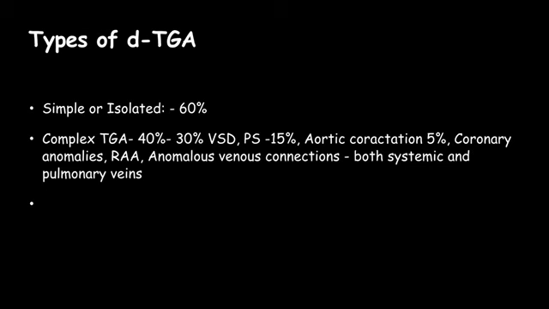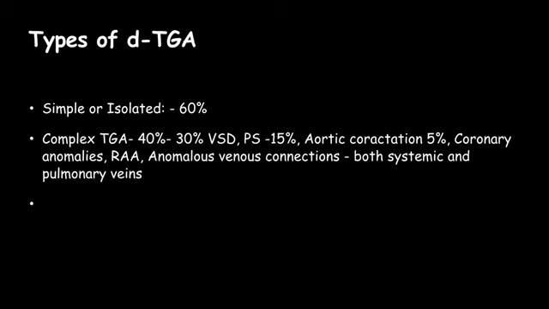It can also be associated with aortic coarctation in up to 5% of the cases. The other common anomaly is coronary artery anomaly. In d-TGA cases, the coronary artery anomalies can be associated in up to 30% of the cases.